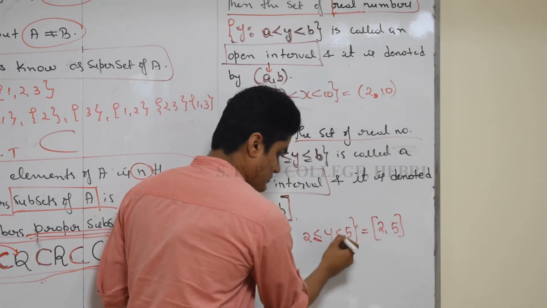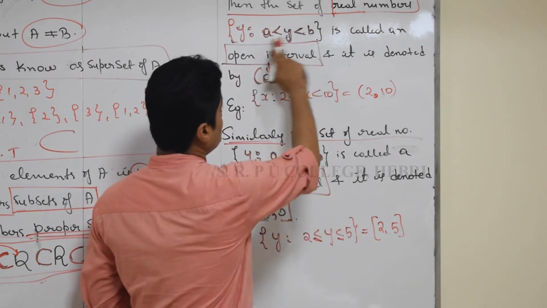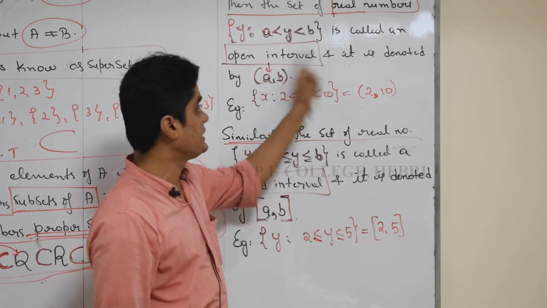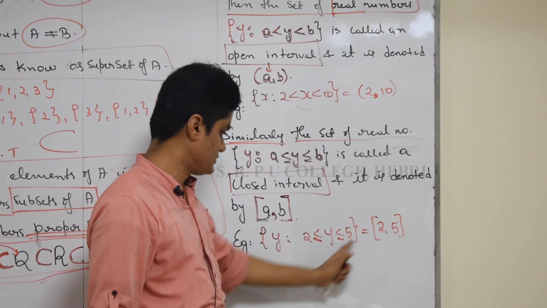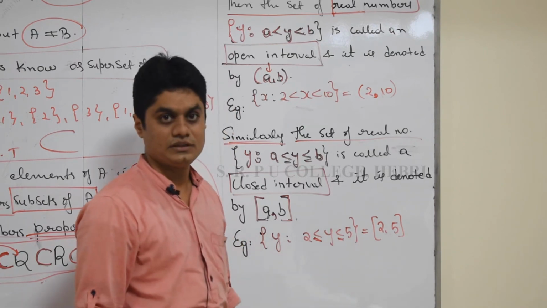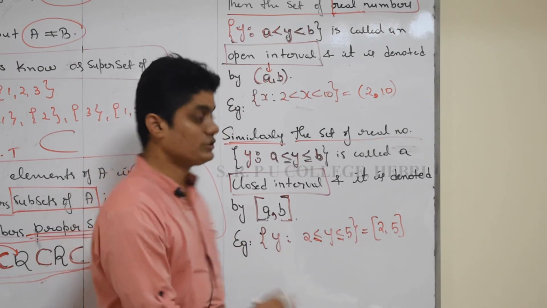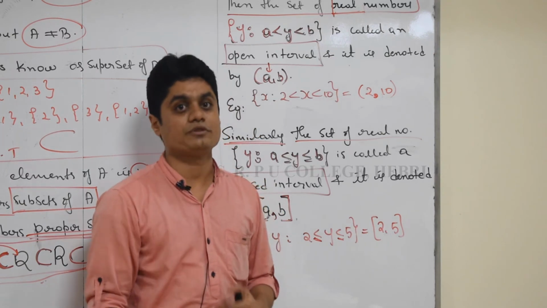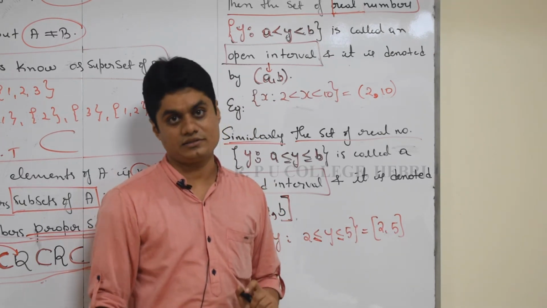See, if the equal symbol is there, it is included; if there is no equal symbol, it is not included. So if both ends are open like this, or both ends are closed like this. Understood? So these are the first two types. It's not over. We have two more types of interval that I will discuss in the next class. Thank you.